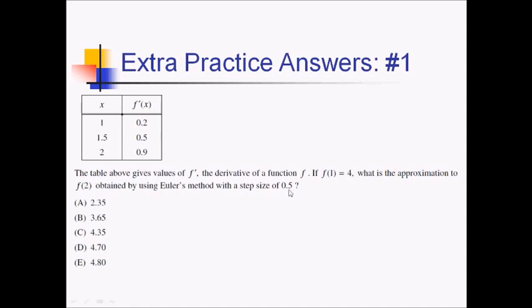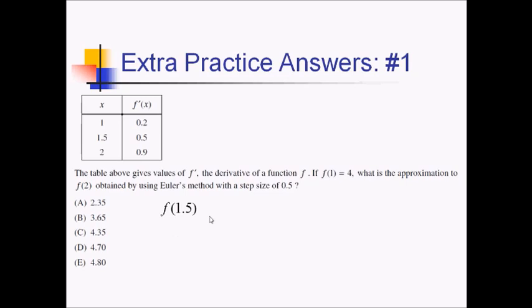So they've laid it all out for us. We're starting at x equals 1, and we need to take 2 steps, each of them 0.5, to get to x equals 2. We're going to start by figuring out what f of 1.5 is. And then once we have that, we'll use that to figure out f of 2.